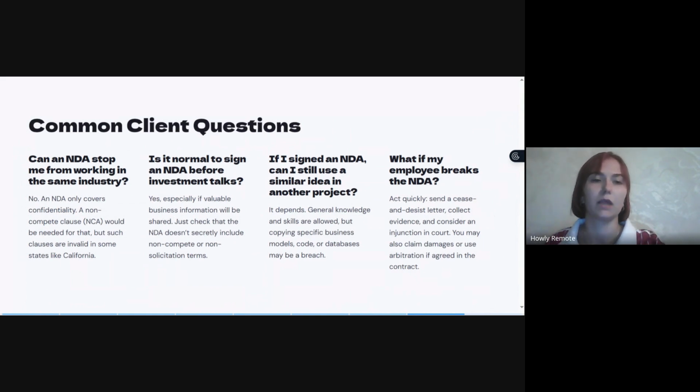Can I use a similar idea in another project after signing an NDA? If this comes up, you can explain: you can use general knowledge, skills, and experience in other projects, but you cannot copy specific confidential information like code, databases, formulas, or proprietary models that are protected by the NDA. This distinction between general skills and specific confidential information is very important.